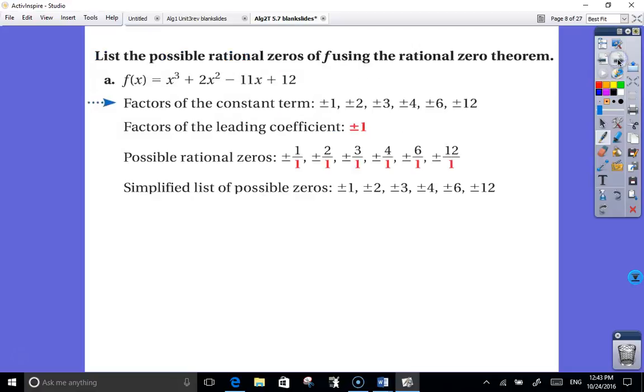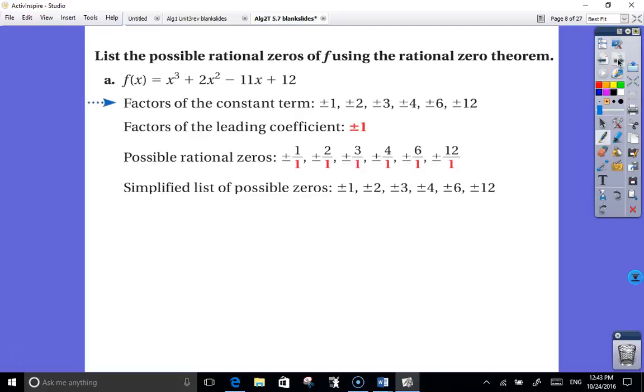Good. So here's an example. List the possible rational zeros. Well, first of all, it's f of x equals x to the third. So how many total zeros are there here? There's only 3, and we don't even know if they're all real. You know, 2 of them could be imaginary. Remember, imaginary zeros occur in pairs.